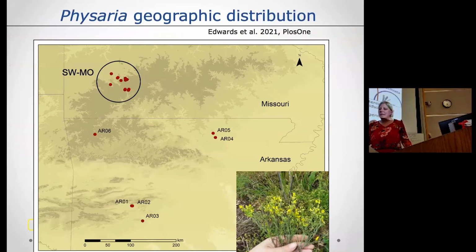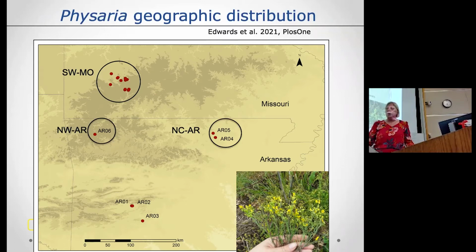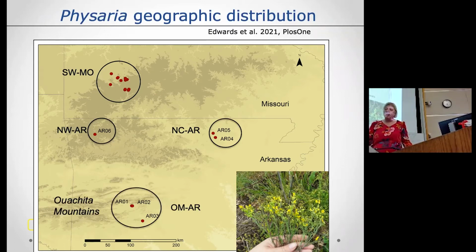Okay, so the next species I'll talk about is Physaria filiformis. This is this little species here, Brassicaceae, and this one has a relatively disjunct geographic distribution. So there's a group of populations that occur in Southwest Missouri up there, another two populations that occur in Northwest Arkansas, then there's two in North Central Arkansas, and then there's a group of populations down in the Ouachita Mountains of Arkansas.